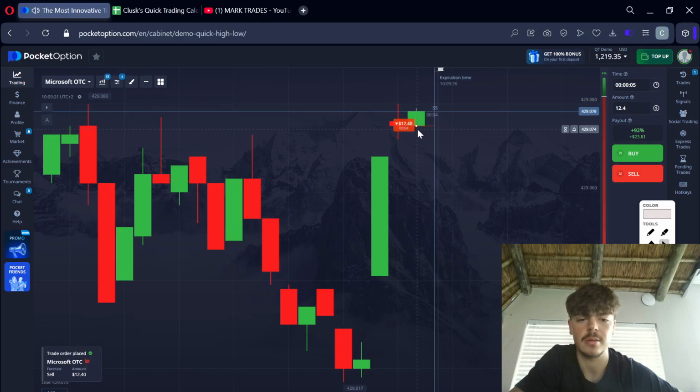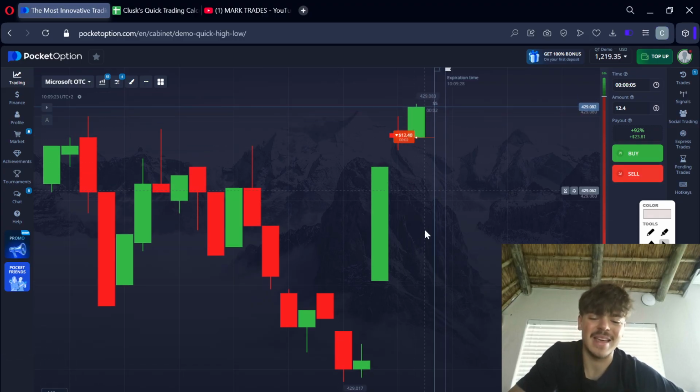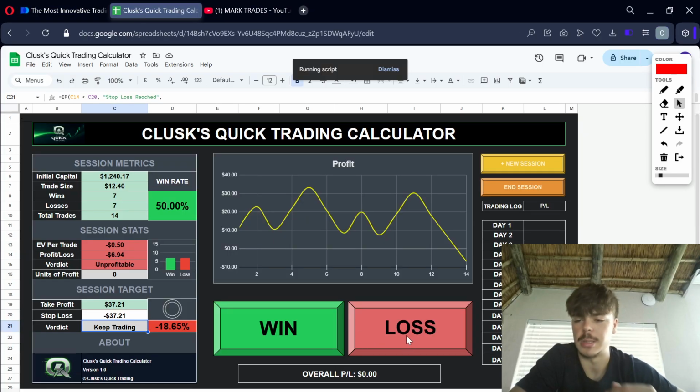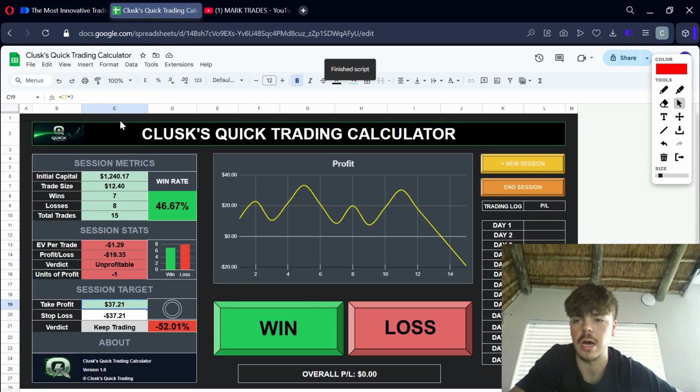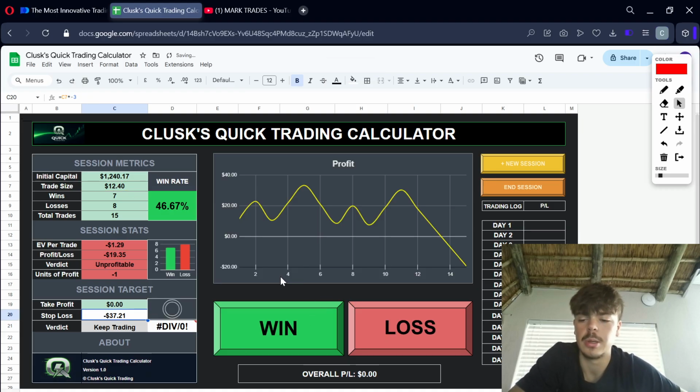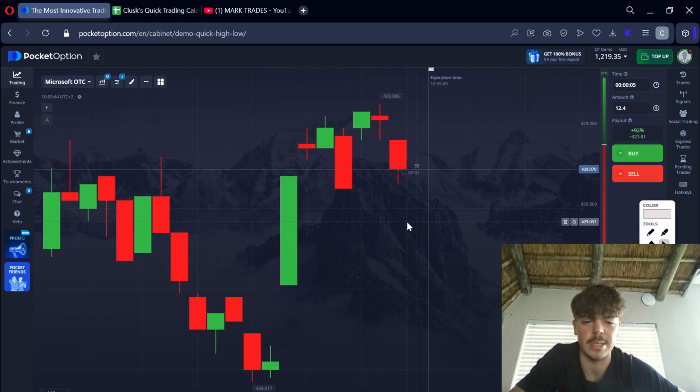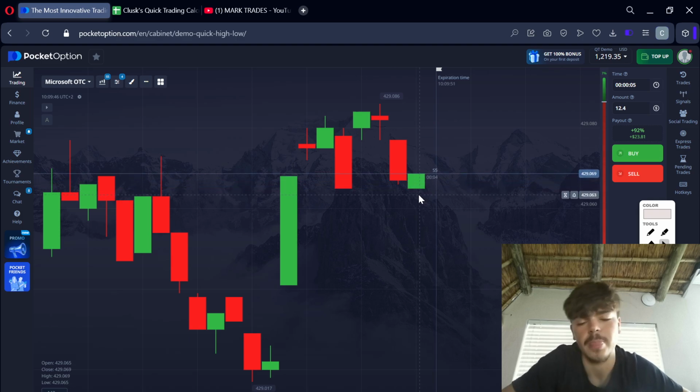Ooh, mistake. Big mistake. So this is typical with Pocket Option. They're just going to manipulate your trading, which does happen. Okay, so now I'm just going to put my take profit at break even because I've gone into the negatives now, and I can already see that this trade is not going to play out in my favor for this session. So let's see here.